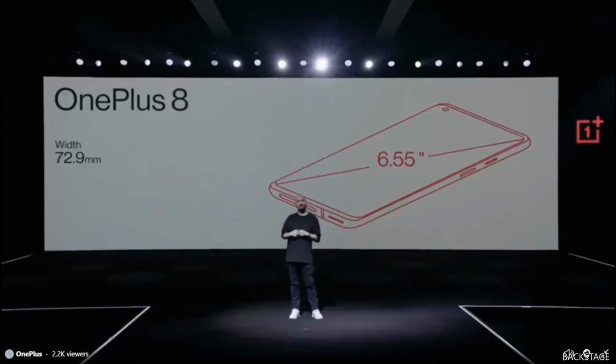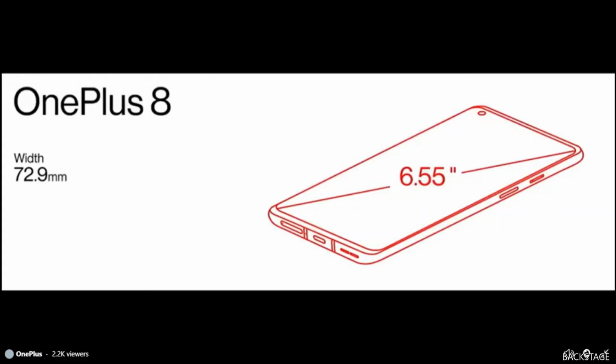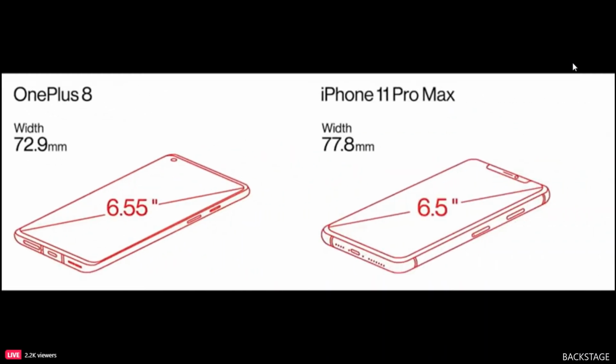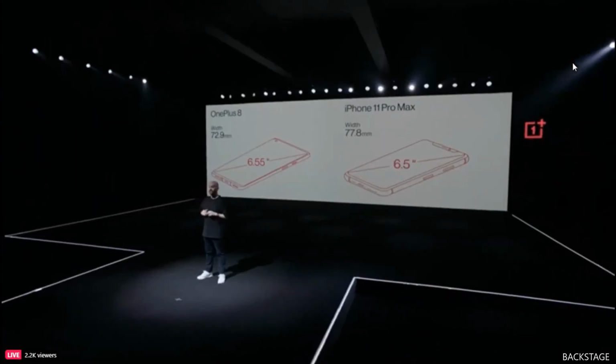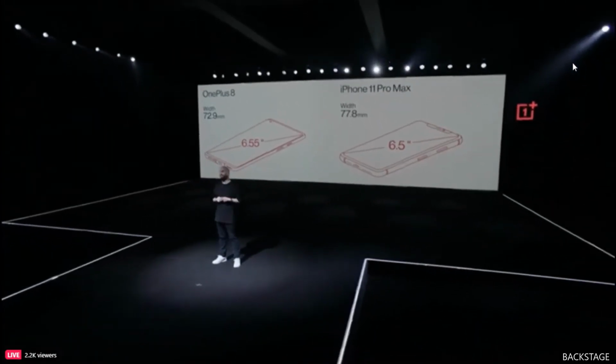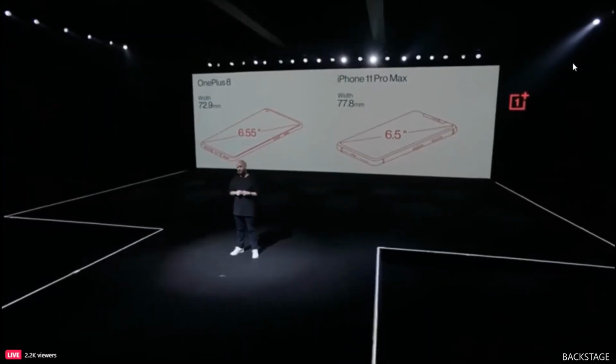So let's take a closer look at the size. The OnePlus 8 has a full 6.55-inch display. And with slim bezels on both sides, we've managed to get it down to just 72.9 millimeters wide. But how does that stack up to some of the other phones on the market? Well, for the sake of comparison, the iPhone 11 Pro Max comes with a 6.5-inch display, but it's a pretty massive 77.8 millimeters wide. The OnePlus 8 is nearly 5 millimeters narrower with a similar display area.